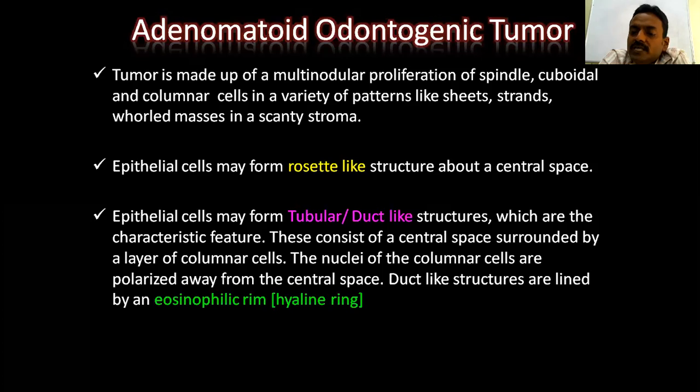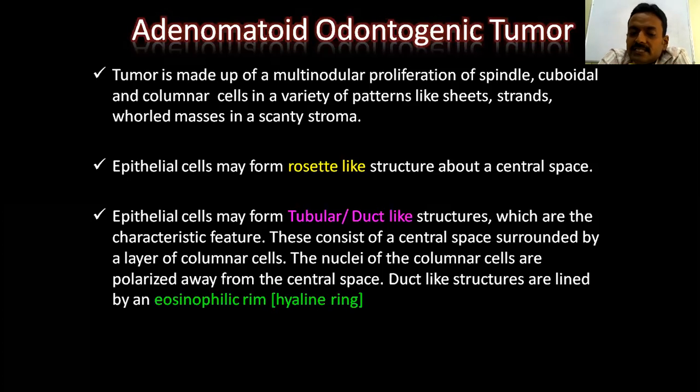The nuclei of these columnar cells are polarized away from the central space. Understood? These are tubular or duct-like structures which have a characteristic feature. They consist of a central space which is surrounded by a layer of columnar cells. The nuclei of these columnar cells are polarized away from the central space.